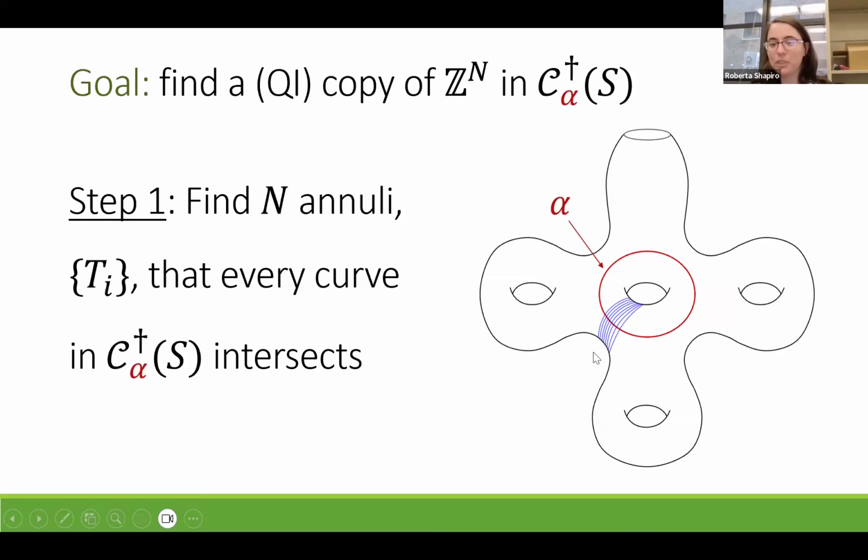We can have just a bunch of parallel annuli here, and a curve alpha around the center if, for example, alpha is not separating. And so the special thing is that every curve isotopic to alpha also intersects all of these annuli. So that's step one, finding the n annuli.